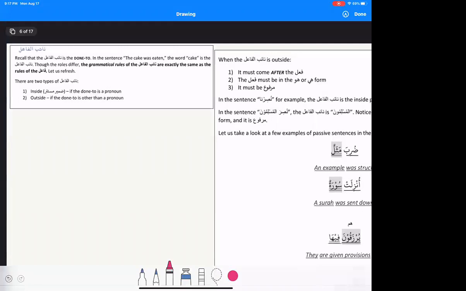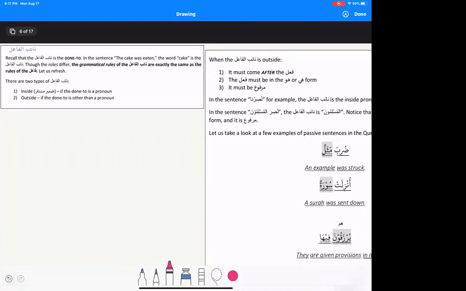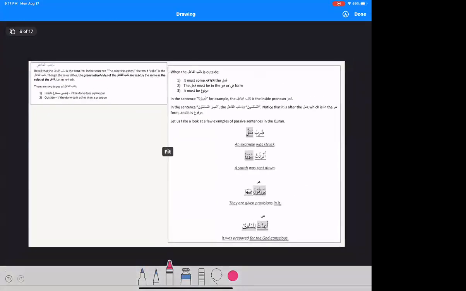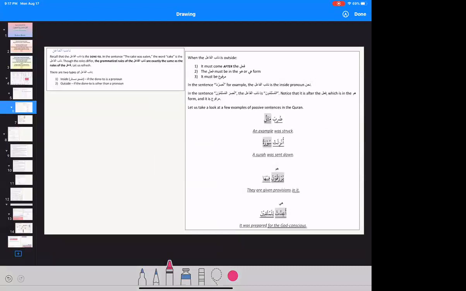And let's refresh. There are two types of naib fa'il: inside, which is kind of hidden or inbuilt in the verb, if the done to is a pronoun, and outside, if the done to is other than a pronoun. So the same way we used to find our outside fa'il, we are going to find our naib fa'il in the passive sentences. And we discussed in the last class what the naib fa'il is. Basically the maf'ul in a regular or active sentence, because this is the done to, the receiver of the action. Basically this receiver of the action becomes the naib fa'il in the passive sentence.